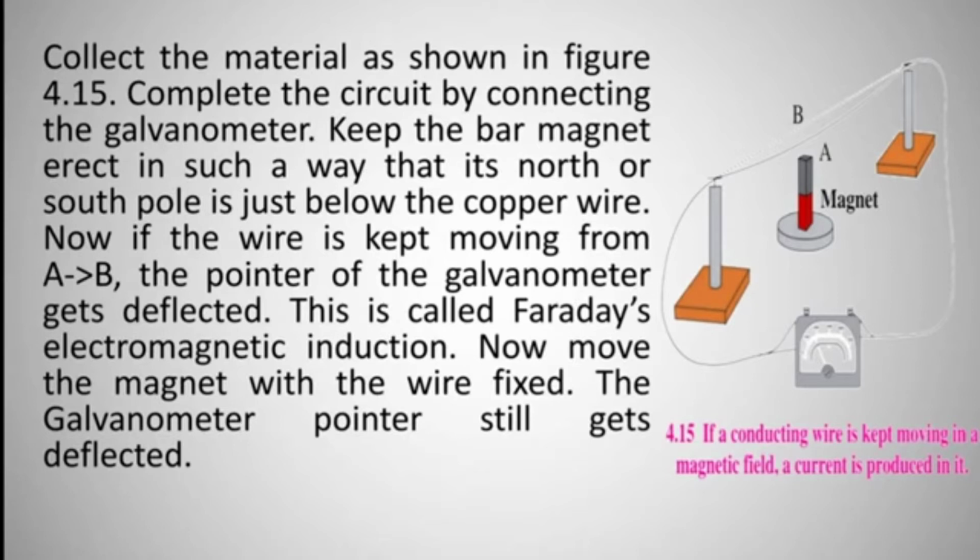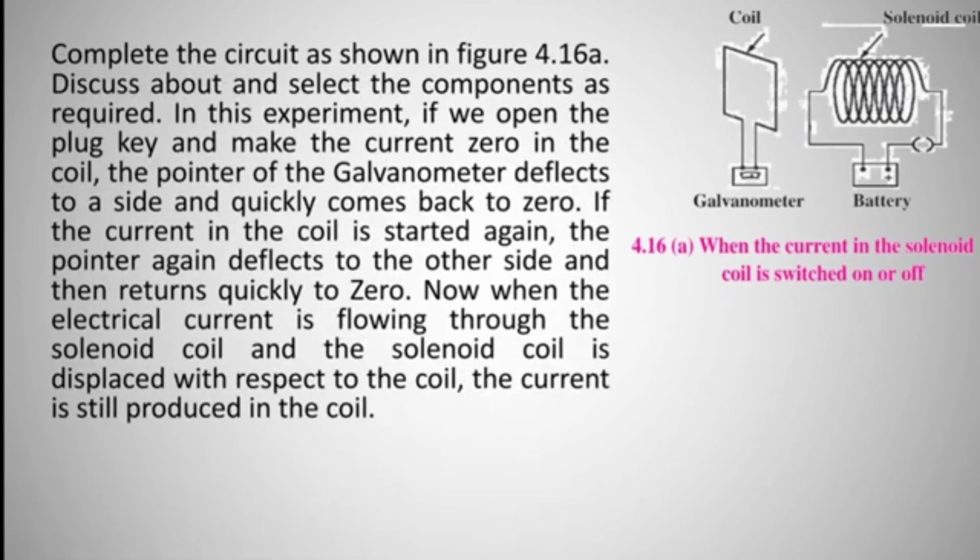Now, move the magnets with the wire fixed. The galvanometer pointer still gets deflected, indicating the change in the direction of the current. Now, what change is observed when the current in the solenoid coil is switched on or off? Complete the circuit as shown in figure 4.16a. Discuss the components and select them as required.